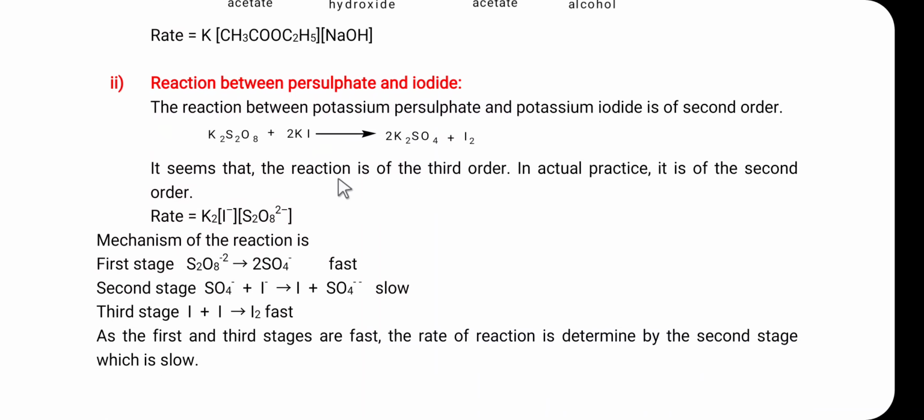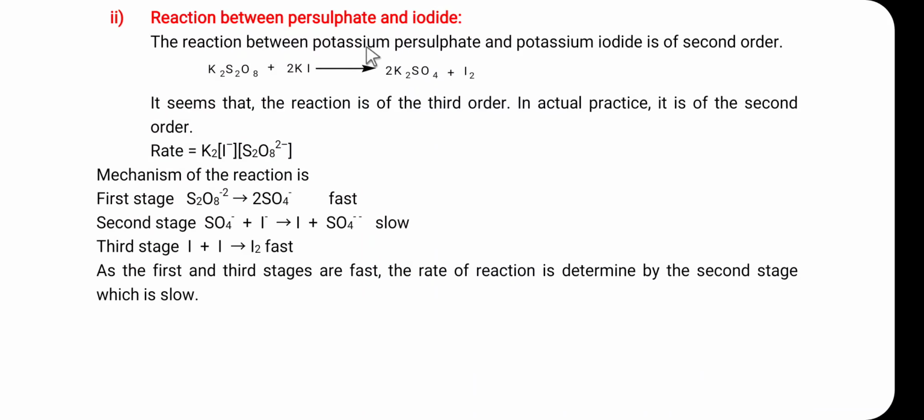Let us consider the second example, that is a reaction between the persulfate and iodide. So here the reaction between potassium persulfate and potassium iodide is a second order reaction. So here friends, when we consider this reaction, actually the molecularity of this reaction is 3, that is 1 plus 2, that is 3. It seems that the reaction is of third order. In actual practice, the reaction is of second order, because this is a 3-stage reaction. So here this is the first stage, second stage and the third stage.